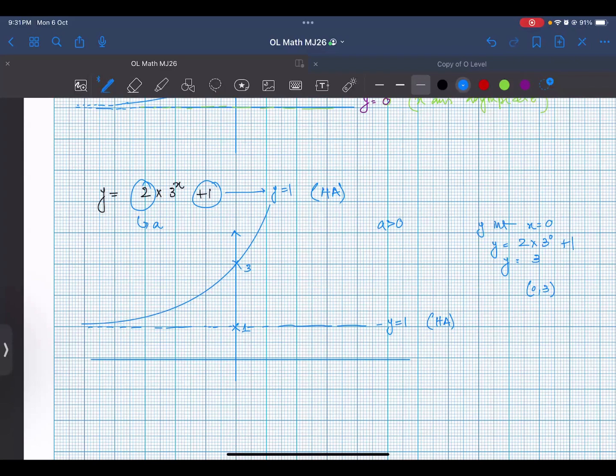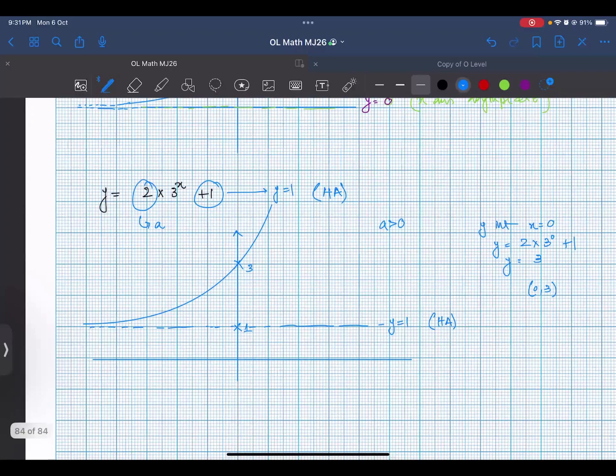Okay, so look, this is how it will go. The a is positive, so that's why it will be above the horizontal asymptote. That's what I told you.